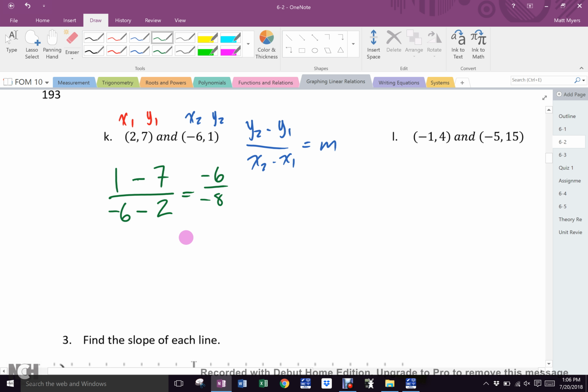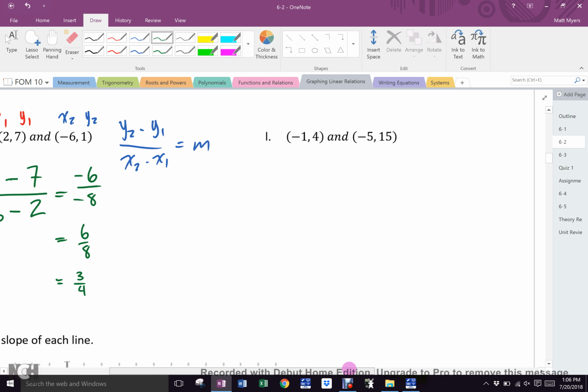Negative 8. Two negatives make what? A positive. Would you ever leave that fraction in Mrs. Bag Crumble's grade 3 math class? What would you write? 3/4. Can everybody find a slope?